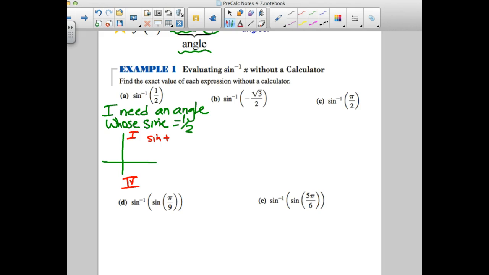Using all of the information from your unit circle, where do we have a sine of 1/2? And that would be at our π/6 angle. All right, coordinates are √3/2, 1/2. So the sine is 1/2 for the angle π/6. All right, so that's my answer. The second one says we want the inverse sine of -√3/2.